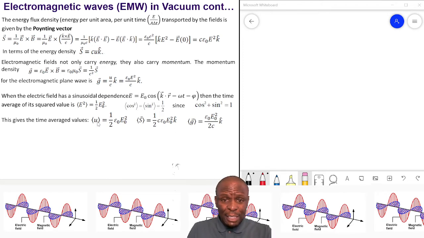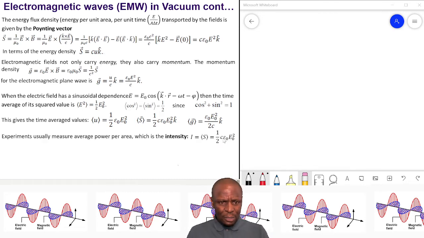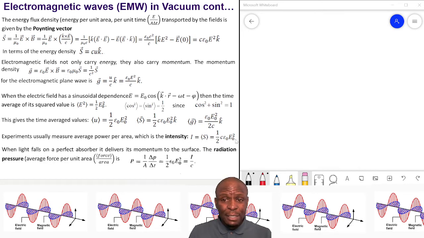the time average value for the energy density is just given by this. The time average of the Poynting vector or the energy flux is given by this. The time average of the momentum density is given by this. You just put halves on all of these previous equations. So that is the time average of each individual quantity. Now, experimentally, we usually measure the power per unit area, which is the intensity, and that is the time average of the Poynting vector, which is just given by this. Now, in that case, this is what you are going to have.